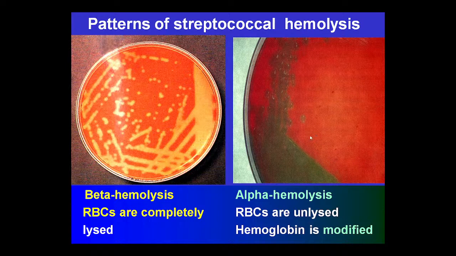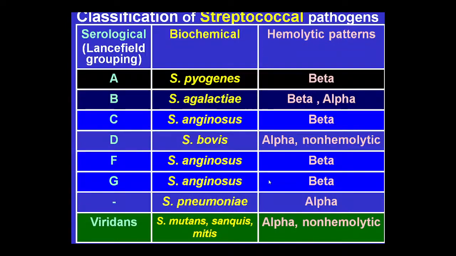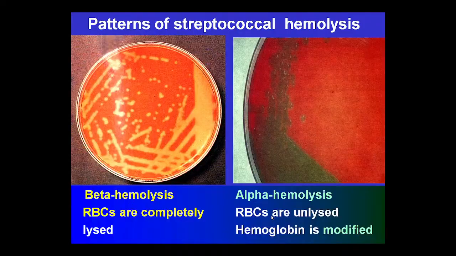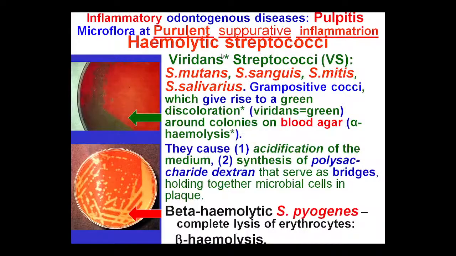So the RBCs are not lysed completely. We have modification of hemoglobin into methemoglobin. And it has a greenish color, and it gives the greenish color to the blood agar. So it is called viridans streptococci. Can you see here? Viridans. That is quite often alpha hemolytic. So we don't see any transparent zones around it.